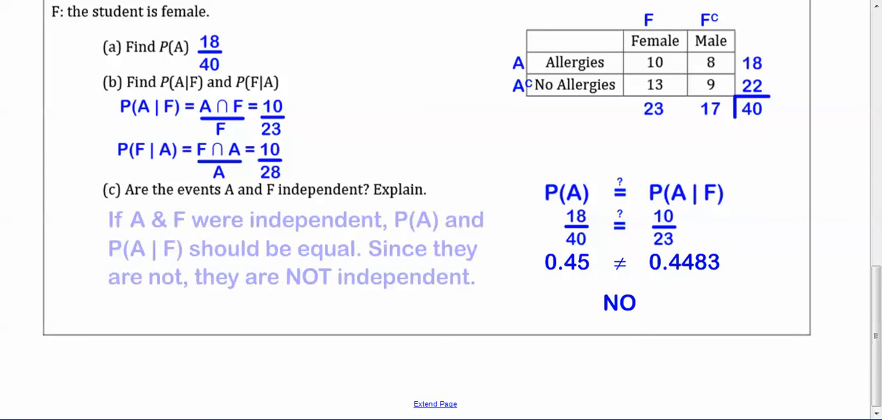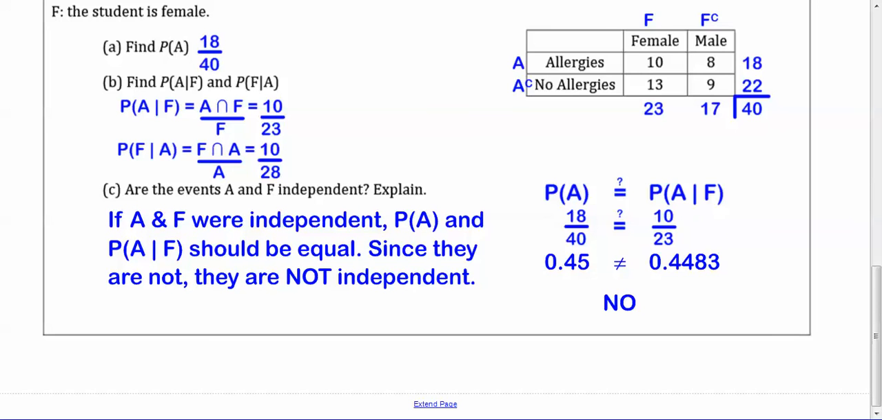And finally, it says explain your answer, so give a little bit of explanation of what's going on. And I just said, well, if these two events, A and F, were independent, the probability that someone has allergies and the probability that someone has allergies, given that they are female, should be equal. Since they are not equal, the events are not independent. And that's all it is.